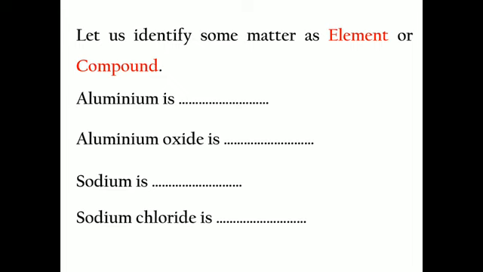Similarly, sodium chloride, which is a common salt, white color salt, which is available in our kitchen also, so it is a compound. Why? Because it is made up of two types of atom. One is sodium and second is chlorine. So it is a molecule, sodium chloride, and molecules combined together to form a compound. So this is about the element and compound.